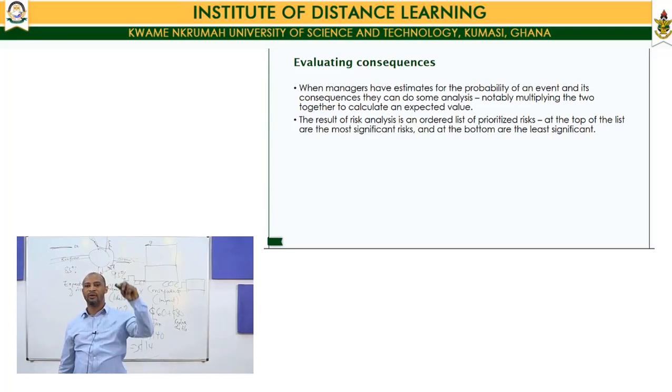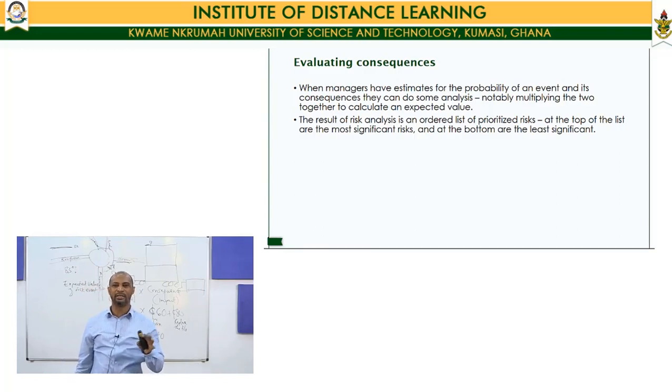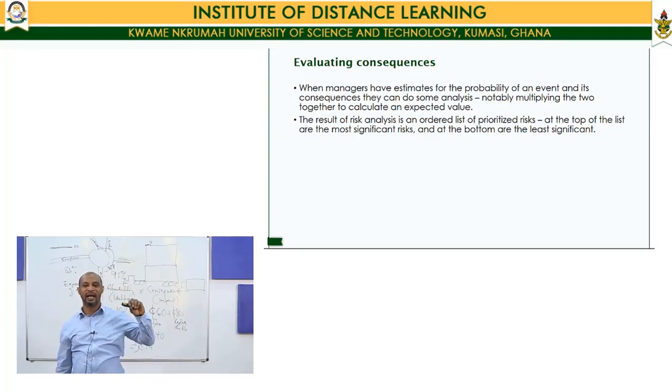So, now we have evaluated likelihood. Let's look at consequence. Normally, you have to estimate the consequence, and we can do some analysis, notably by multiplying the two together to calculate an expected value. Normally, like I said, after the consequence, you look at the loss or the gain. So, normally, when risk is analyzed, we prioritize the risk. At the top of the list are the most significant risks, and at the bottom are the least significant risks.